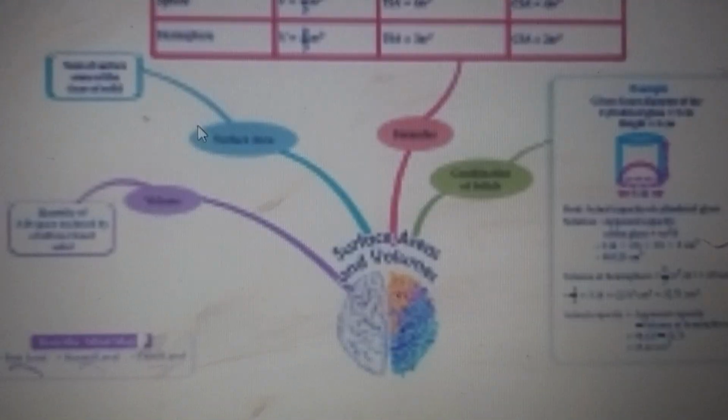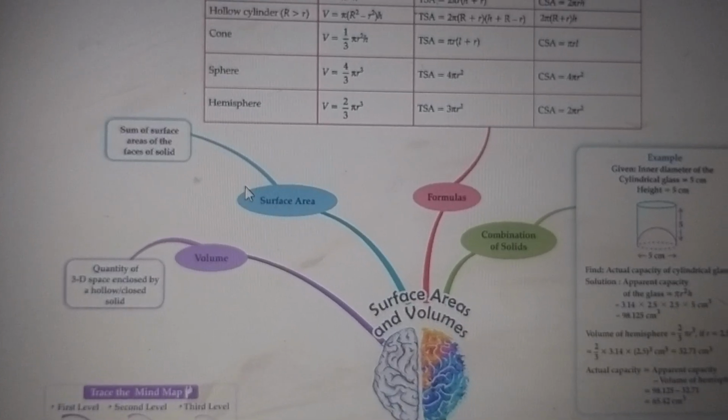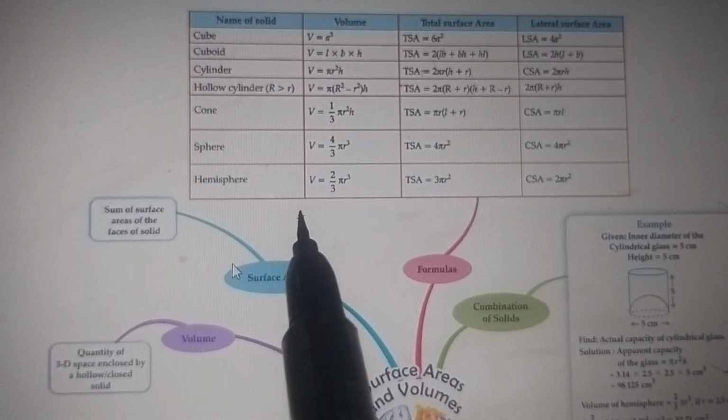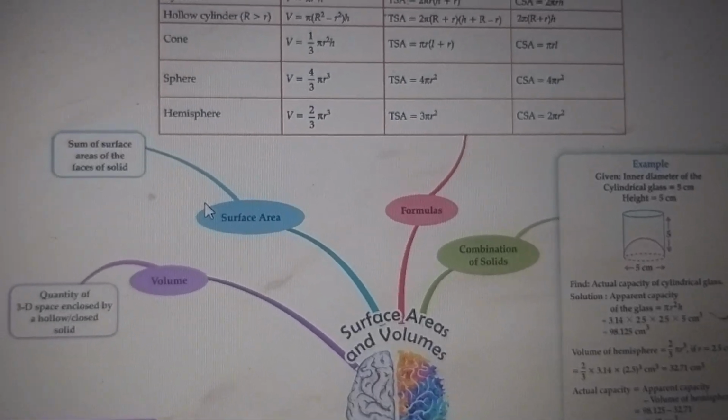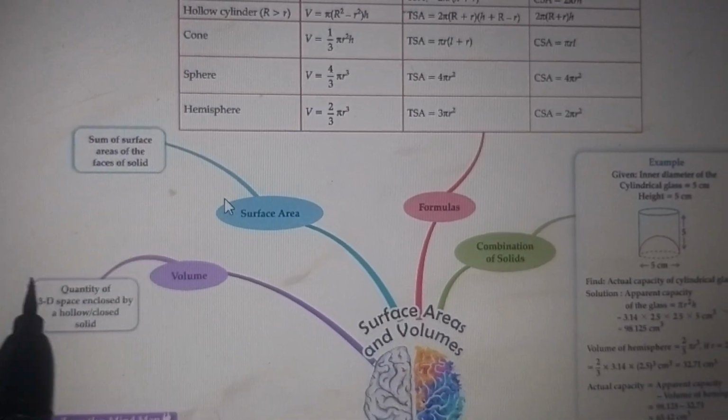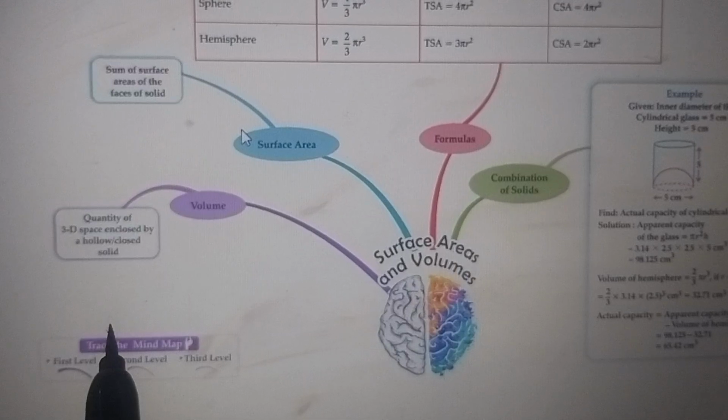Okay, next one, surface area and volumes. I am telling you at a very fast speed so that you get an easy mind map of all the chapters.